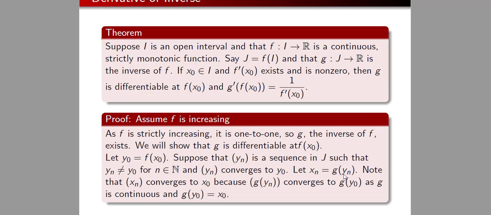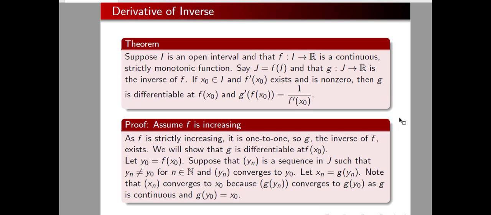Let xn be equal to g of yn, and note that xn converges to x naught because g of yn converges to g of y naught, as g is a continuous function. And that g of y naught is equal to x naught.